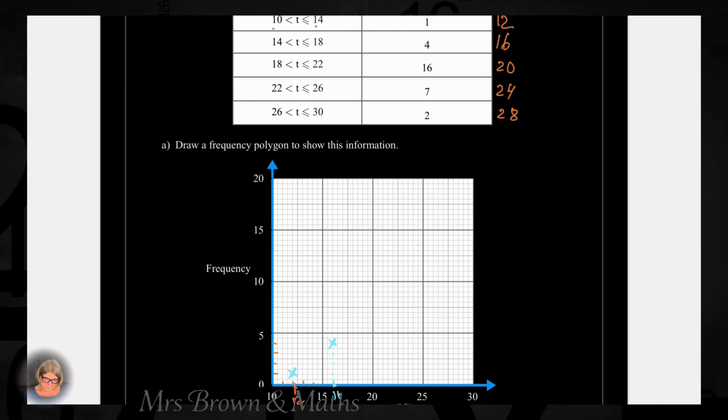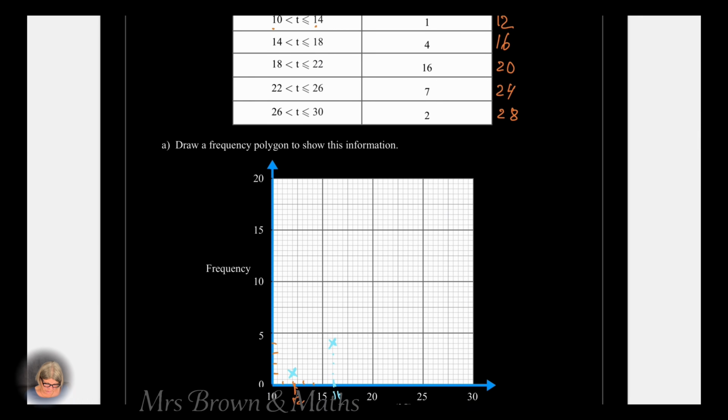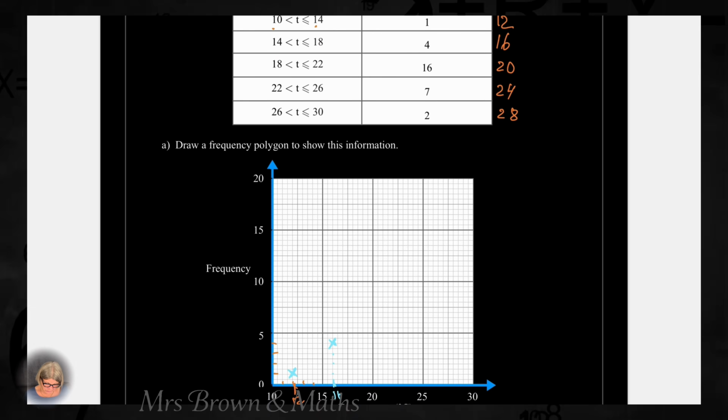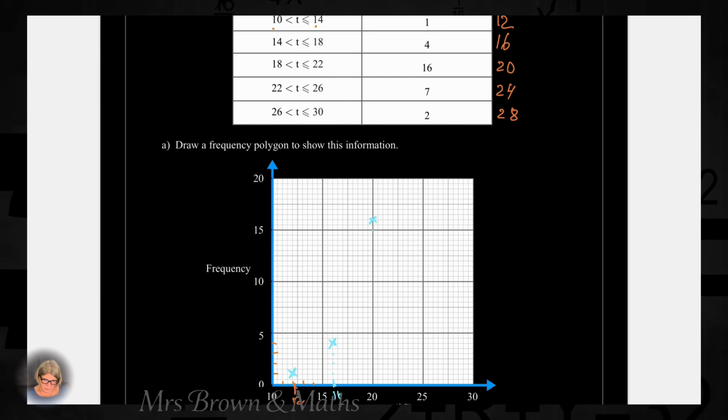Next one, 20 degrees, 16 days. So 20. But this we don't have to count little squares. And it is 16. So 15 and 2 little squares more. Right, 20, 16 days. Yes, I done it.